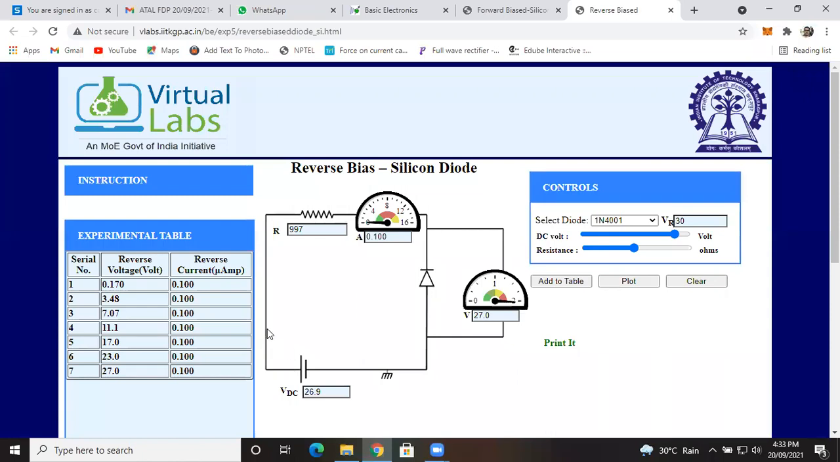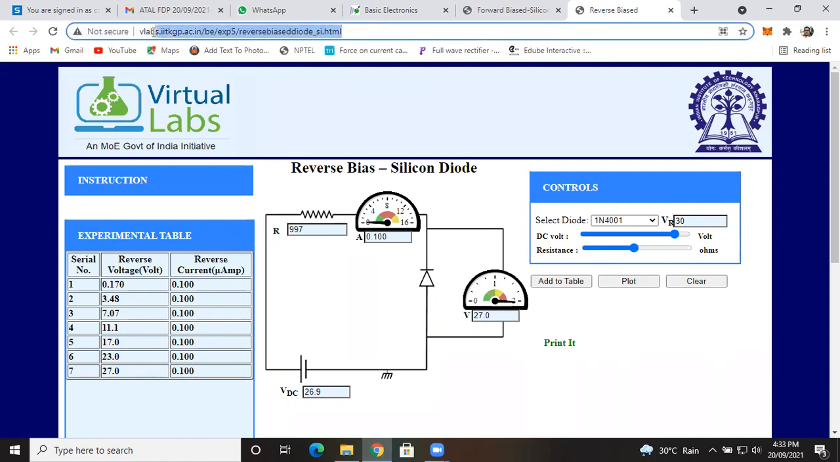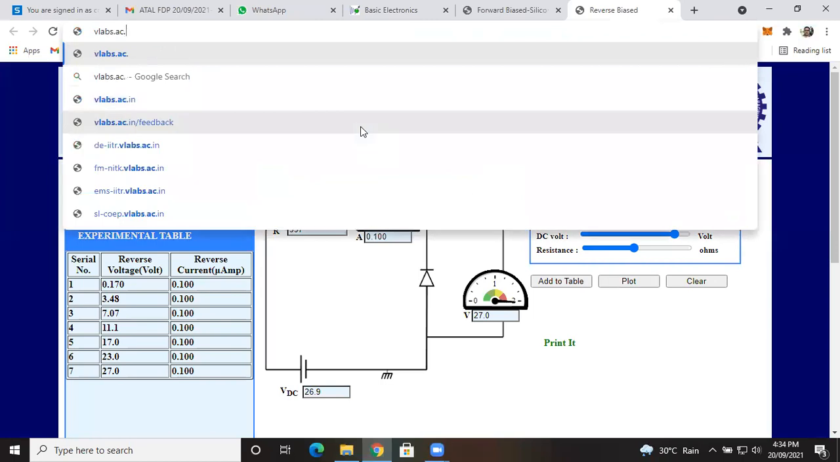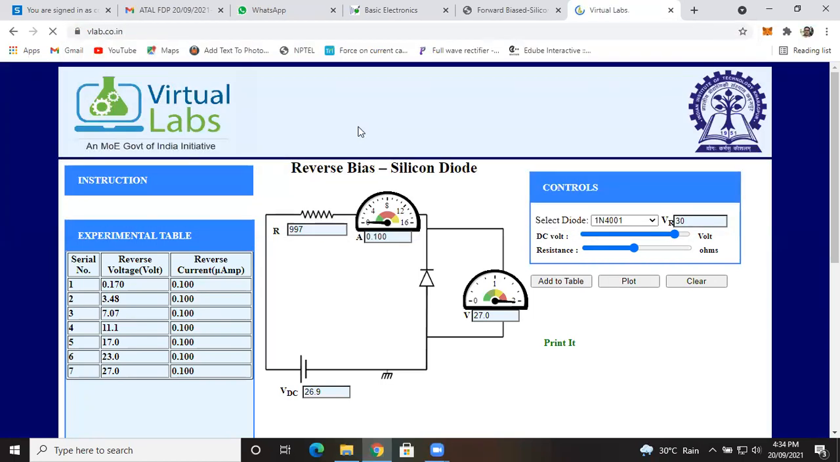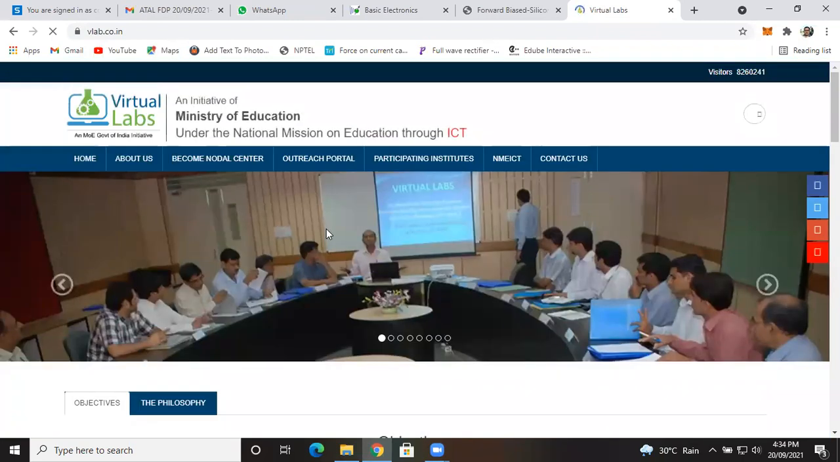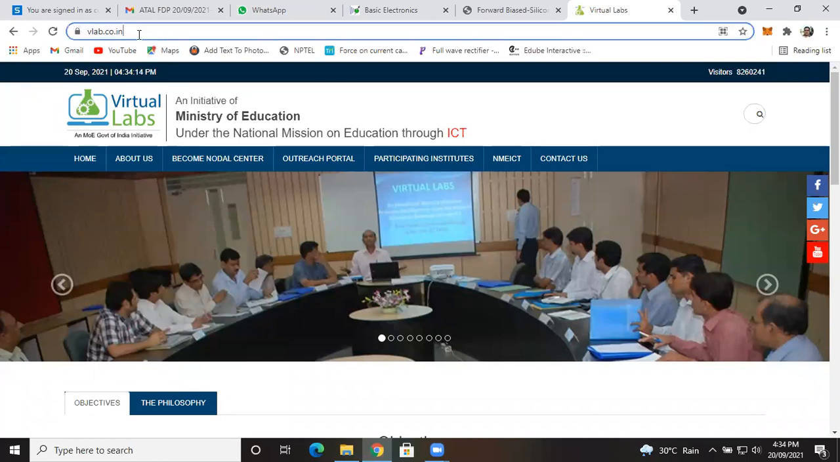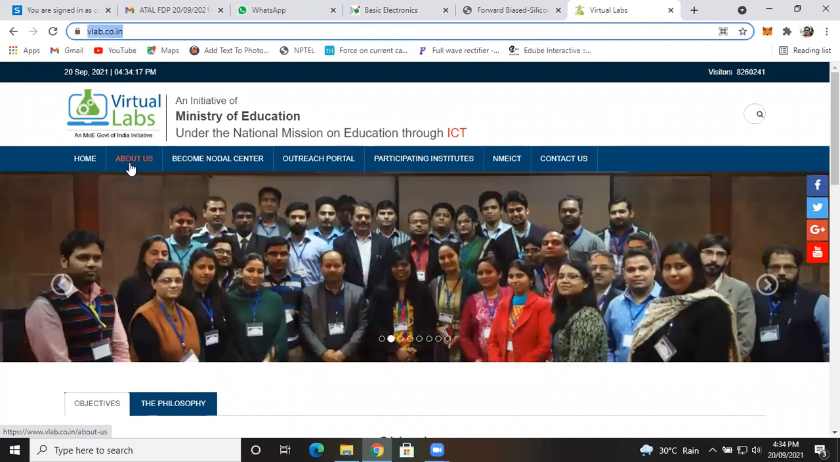The title is very simple, vlab.co.in. You just click on vlab.co.in, and definitely that virtual lab application will open. You just click on it and go through it. Let me try to show you. See, I just type vlab.co.in. This is the main website. You can take a screenshot of it, or you can take a note of it.